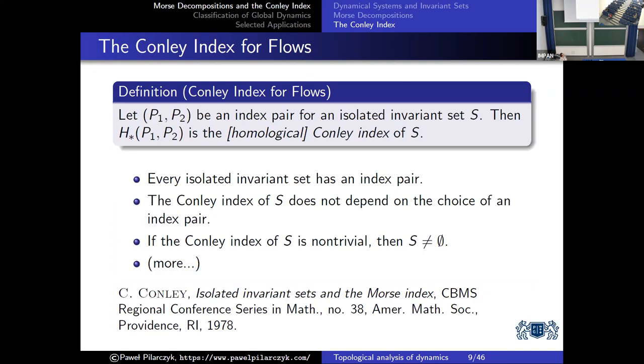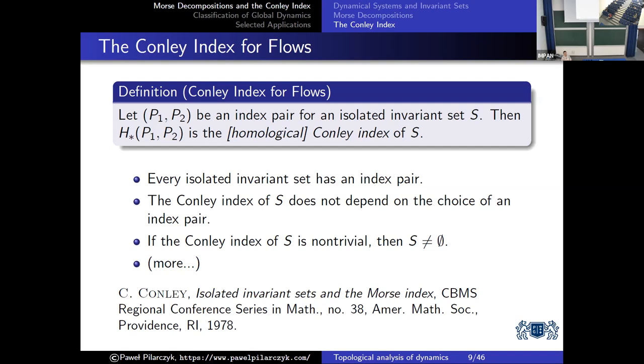There are certain theorems. There is a big theory that justifies the correctness of this definition. In particular, if we define the Conley index, then this is the homology, the relative homology of this index pair. And there are theorems that say that every isolated invariant set has some index pair. If we take two different index pairs for the same isolated invariant set, then the Conley index will be the same, isomorphic. And the most useful property is that if the Conley index of some index pair is non-trivial, then this means that there exists a non-empty invariant set inside this isolated neighborhood.